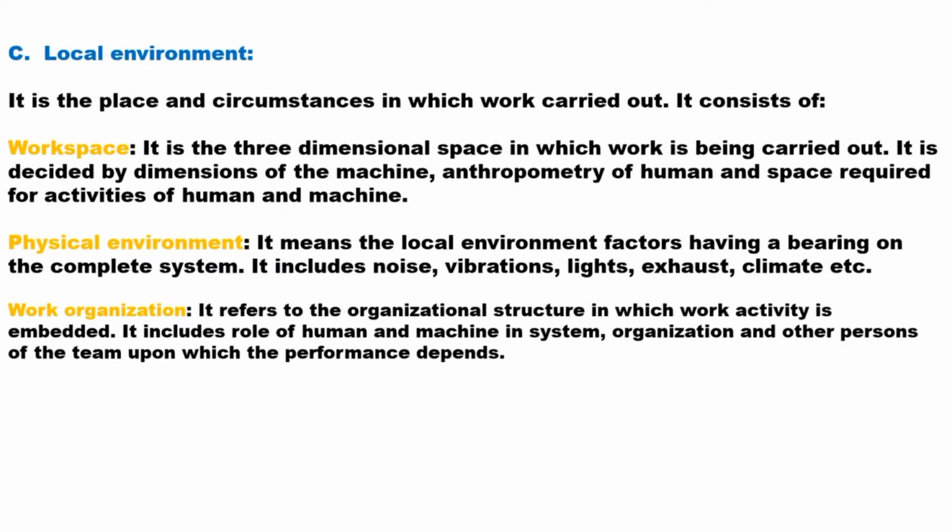C. Local environment. It is the place and circumstances in which work is carried out. It consists of workspace. It is the 3-dimensional space in which work is being carried out. It is decided by the dimensions of the machine, anthropometry of the human and space required for activities of human and machine. Physical environment. It means the local environment factors having a bearing on the complete system. It includes noise, vibrations, lights, exhaust, climate etc. Work organization. It refers to the organizational structure in which work activity is embedded. It includes the role of human and machine in the system, organization and other persons of the team upon which the performance depends.